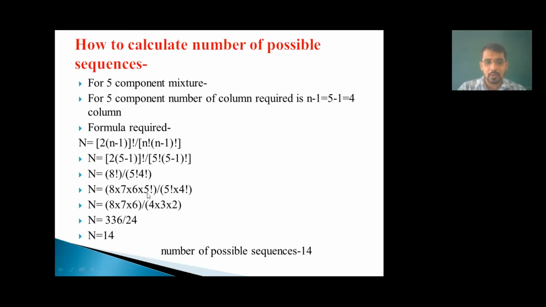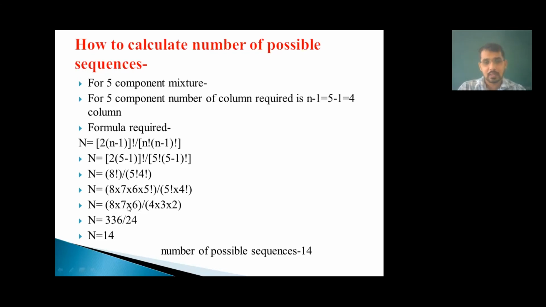What is the meaning of factorial? Suppose 2 factorial means 2 into 1, 3 factorial means 3 into 2 into 1, and 4 factorial means 4 into 3 into 2 into 1. Similarly 8 factorial is 8 into 7 into 6 into 5 factorial, and the 5 factorial cancels here. So I am splitting 4 factorial like this, 4 into 3 into 2, and in the numerator 8 into 7 into 6.